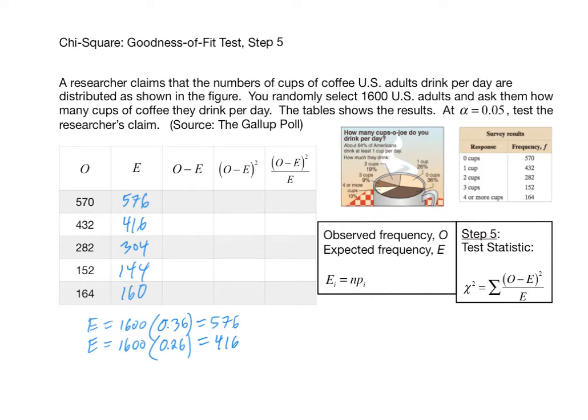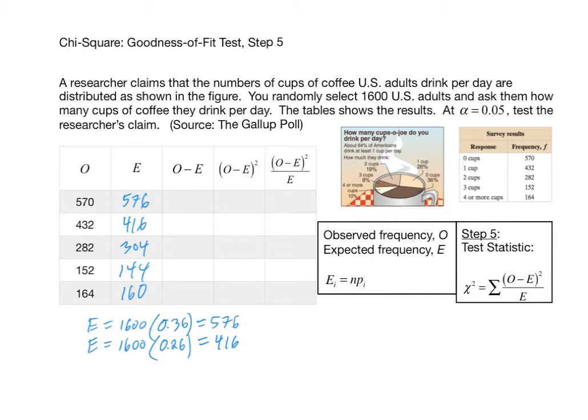It's not absolutely crazy. For example, if this came out to be 176 expected and there actually were 570, that would be a very big difference. So as of now, it doesn't look too crazy, so we might end up being comfortable saying that this is in fact the distribution of cups of coffee.